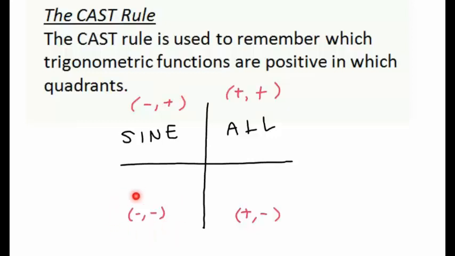Moving down to the third quadrant, we have that the x value and the y value of our terminal points are going to be negative. This means sine is going to be negative, cosine is going to be negative, but our tangent function, which is the ratio of our two coordinates, is going to be positive. So down here in the third quadrant, tangent will be positive. And finally, in the fourth quadrant, where we have our x values as positive and y values as negative, our cosine ratio is always going to be positive.